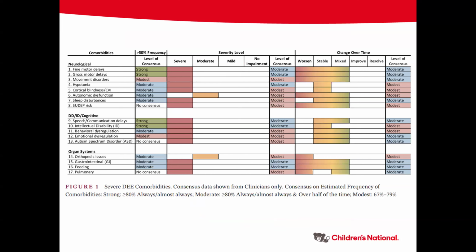Okay. So the next paper talked about comorbidities. There was a fair amount of agreement in terms of comorbidities for patients with severe developmental and epileptic encephalopathy. And there are a number of comorbidities or risks, things like SUDEP. There was not consensus on SUDEP, but for many of these other comorbidities, there was a fair amount of consensus on the presence of these different comorbidities for this more severe phenotype. And these things can either worsen, stay stable, or were mixed over time.